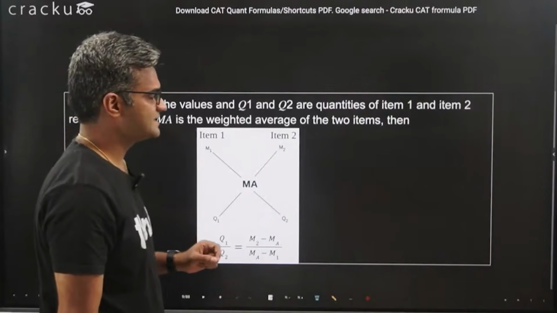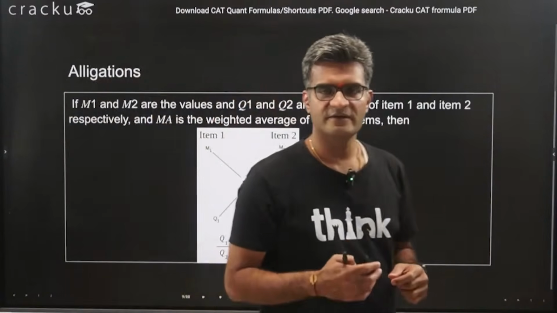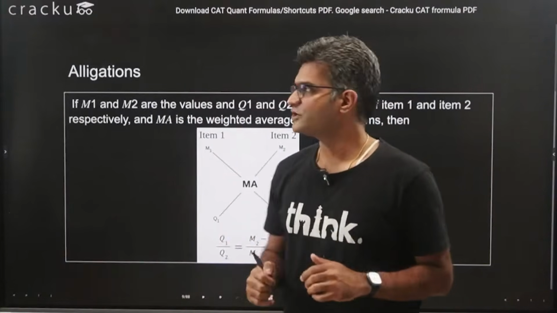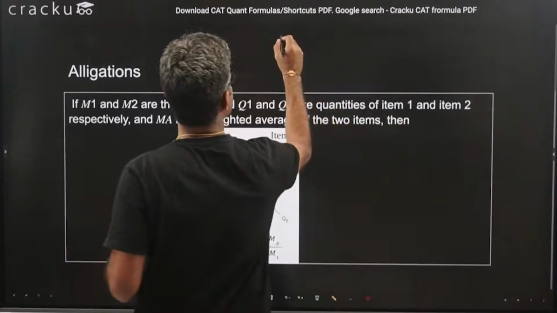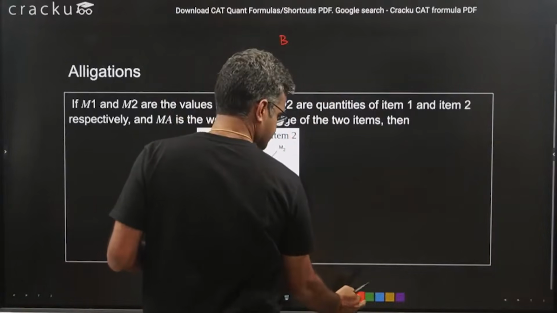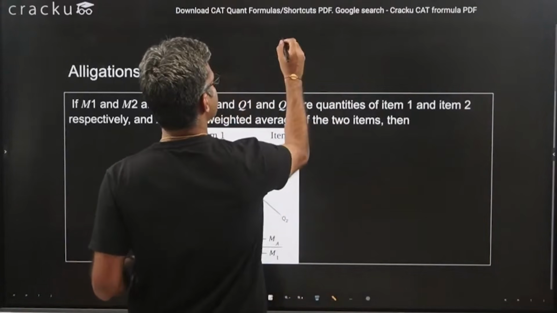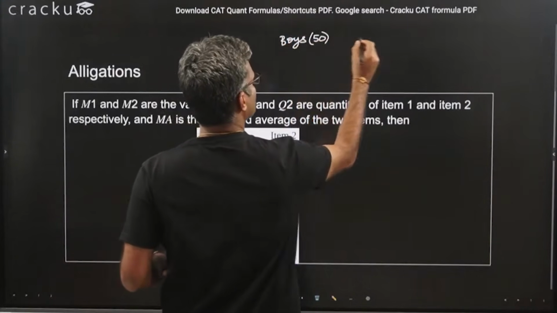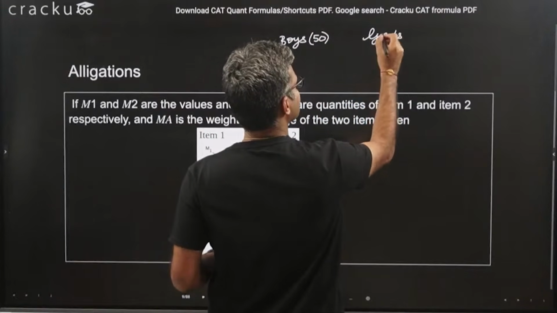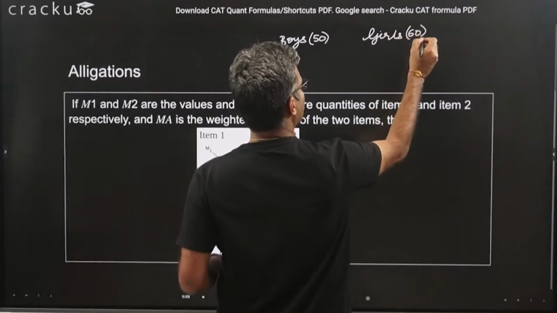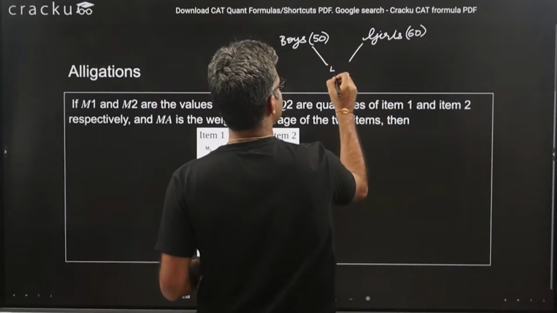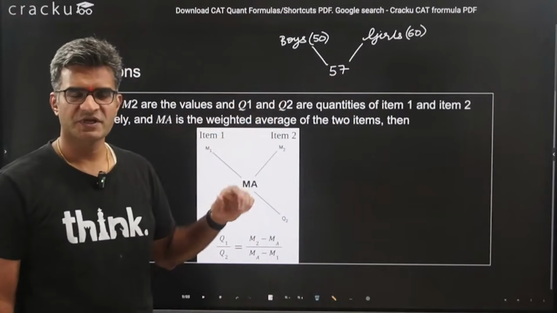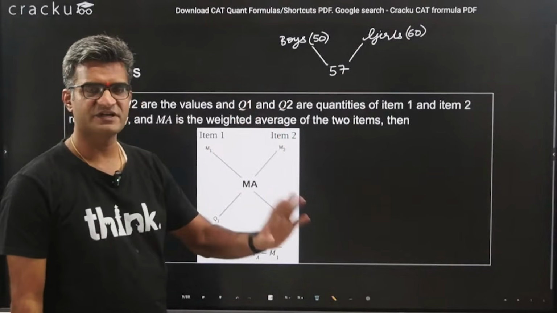Now let's talk about alligations. This is a method in which we can figure out the ratio very quickly. What are the kinds of questions in which this has to be used? Suppose you are told that the average height of boys is 50, the average height of girls is 60, and the average height of the class is 57, and you are asked to calculate the ratio of boys and girls. Using alligations, you can calculate this kind of ratio very quickly.